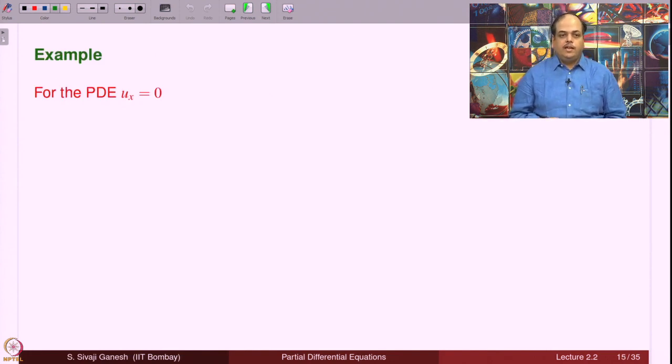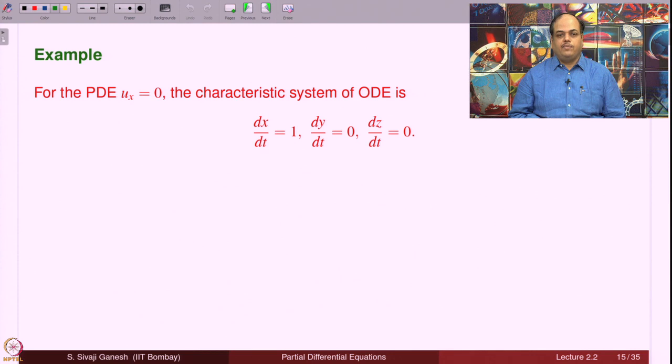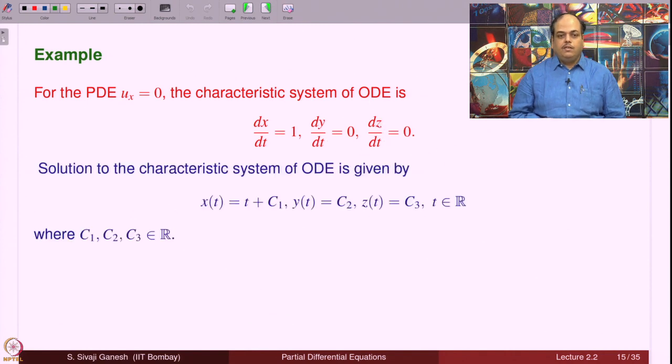Now, let us look at an example. For this PDE u_x equal to 0, a very simple PDE in 2 variables x and y, the characteristic system of ODE is dx by dt equal to A. In this example A is 1, B is 0 and C is 0, therefore dy by dt is 0, dz by dt equal to 0. We can integrate them: x of t equal to t plus constant, y of t equal to another constant, z of t equal to another constant, where C1, C2, C3 are real numbers.